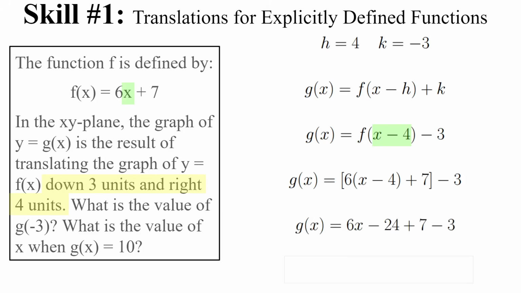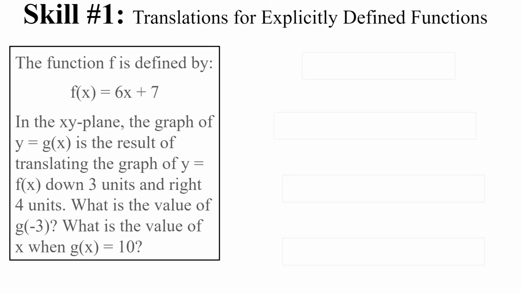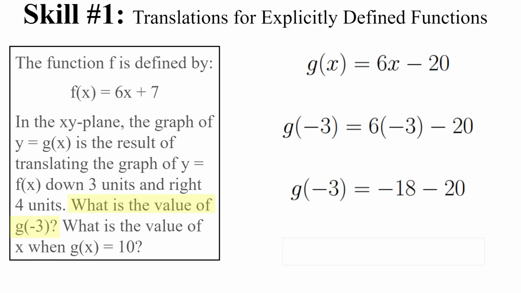Okay, now we distribute and we combine the like terms. And I believe that should give us 6x minus 20. So that was a lot of work, but we have our function, 6x minus 20. So now if we want to find g of negative 3, we can take that function and plug in negative 3 for x. So we do that, and we get negative 18 minus 20, which should give us negative 38. So the answer to that first part would be negative 38.